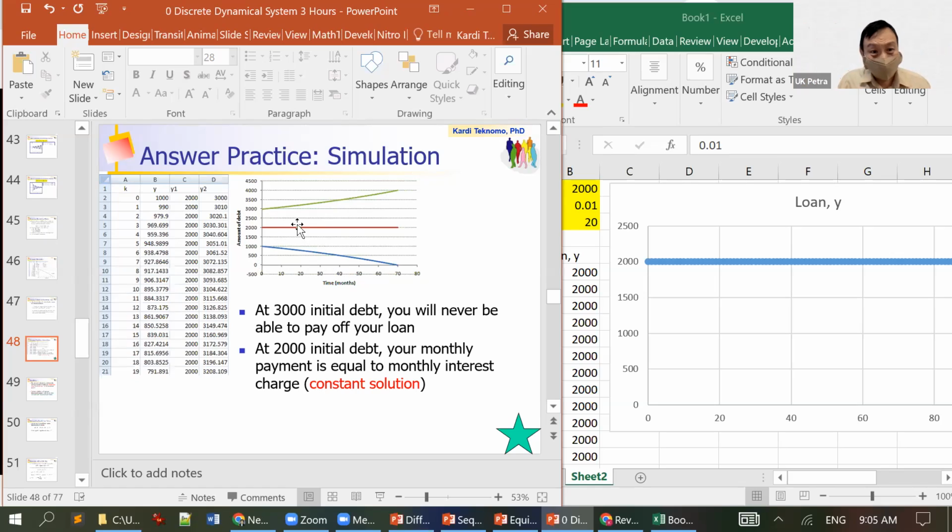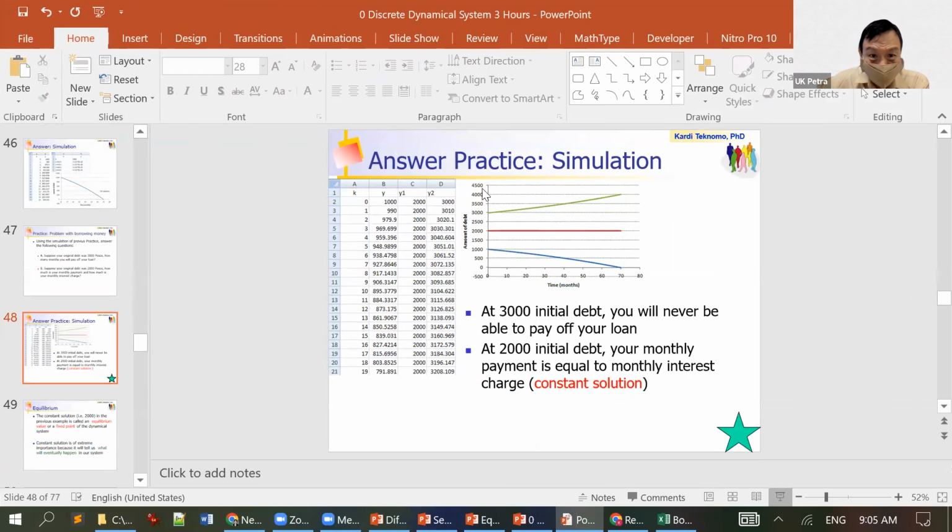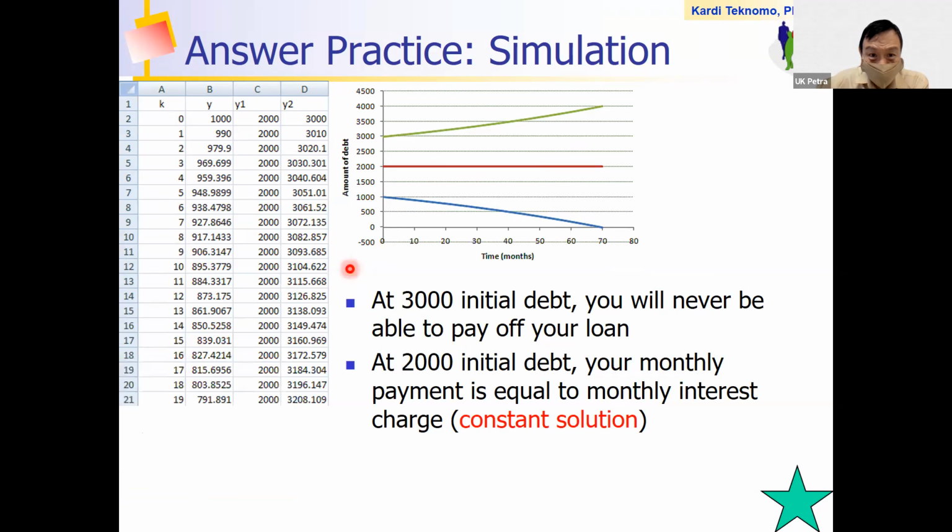The red line here, let me show you, is the equilibrium, right? The green line here is above, any value above the equilibrium. This blue line here is any value below the equilibrium. And look at this. The behavior is always going away from the equilibrium. Can you see? What does that mean? This is exactly the meaning of what is called unstable equilibrium.